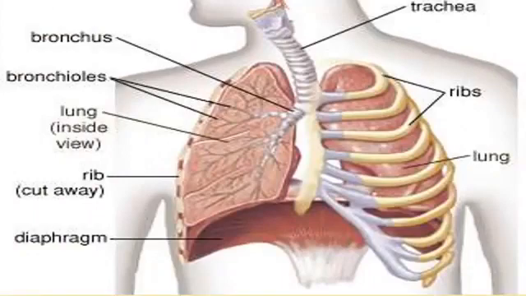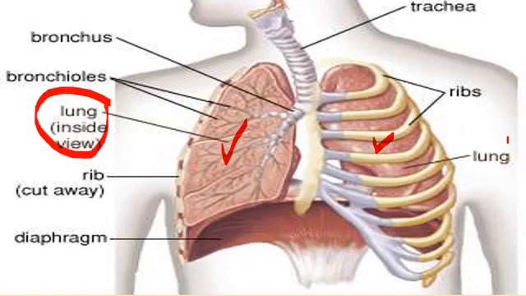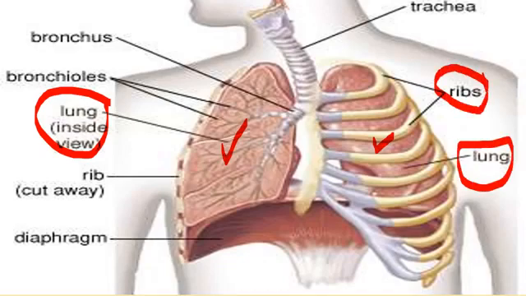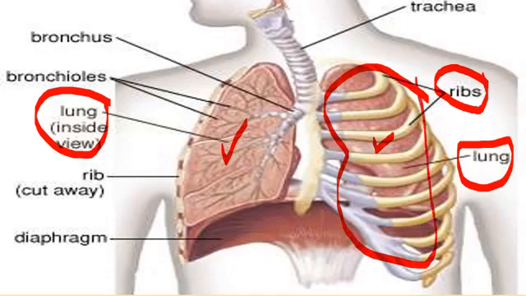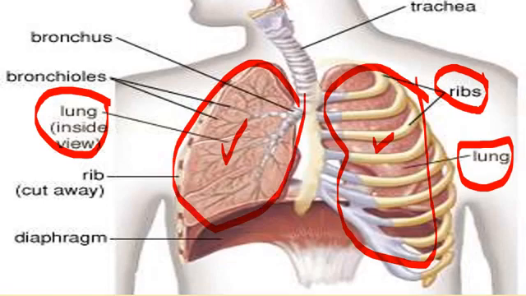So let's observe this picture first. So what can you see in the picture? Very good. You see the lungs. So this one is the lungs. So the lungs are housed in the chest cavity and it is under the ribs. So in this illustration, this part has ribs and this part we cut away the ribs so that you will see the inside view of the lungs. But both lungs are under the ribs, okay?